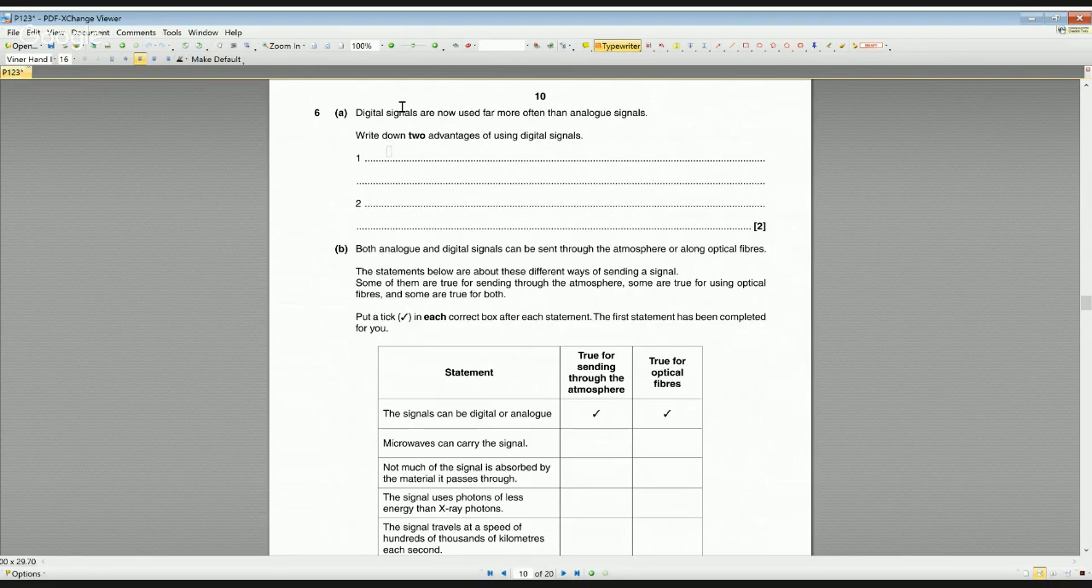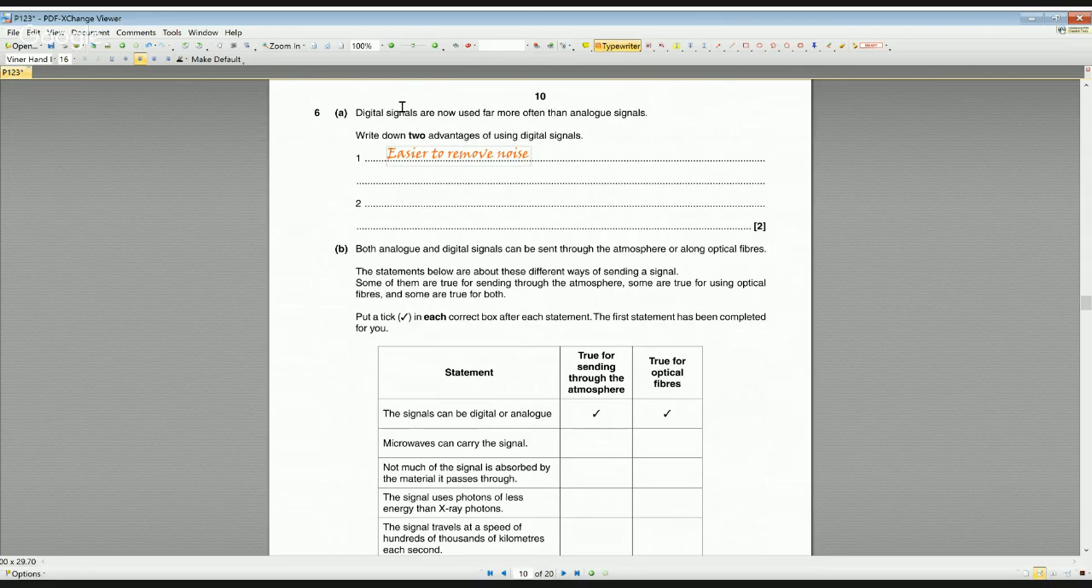So question 6 asks us to write down 2 advantages of using digital signals. But the main advantage, this came up actually as a 6-mark question, I think in 2014. Much more difficult to get the marks for, obviously, than this 2-mark question. So write down 2 advantages of using digital signals. Well, it is easier to remove noise from digital signals.